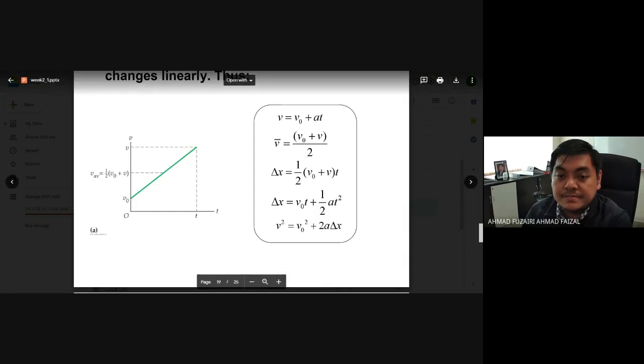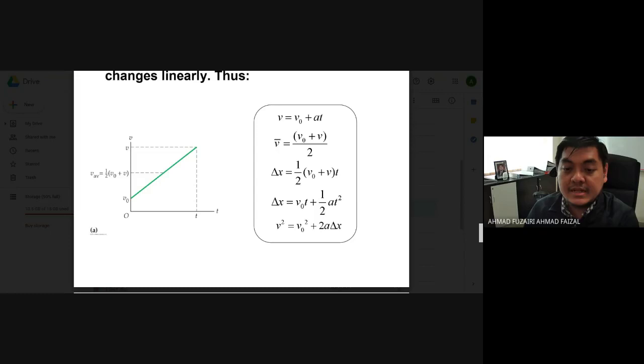And of course, equation number 4, the delta x. Delta x is actually displacement, and displacement is based on the final and initial positions, x minus x naught. So for delta x, you can substitute x minus x naught, equivalent to v naught t plus half a t squared. And the last one is v squared equals v naught squared plus 2a delta x.